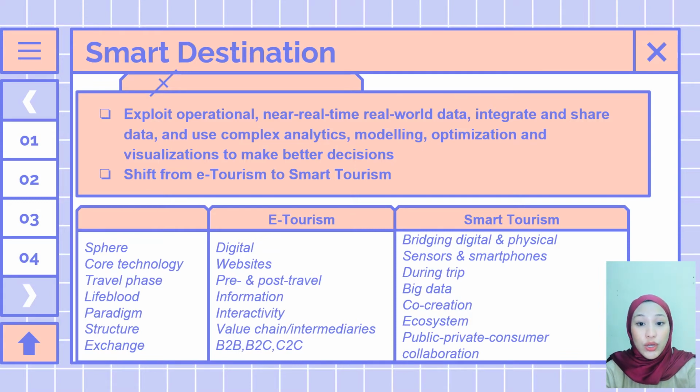Besides, as we can see on the table below, e-tourism is being shifted to smart tourism. For example, digital from e-tourism is being shifted to bridging digital and physical in smart tourism. Websites are being changed to sensors and smartphones. Pre and post travel is being changed to during trip. Information is being shifted to big data. Interactivity is being shifted to co-creation. Value chain or intermediaries are being shifted to ecosystem. B2B, B2C, and C2C are being changed to public-private consumer collaboration.